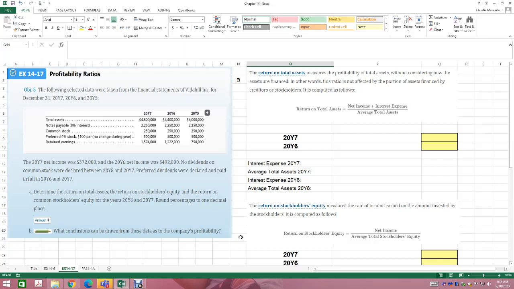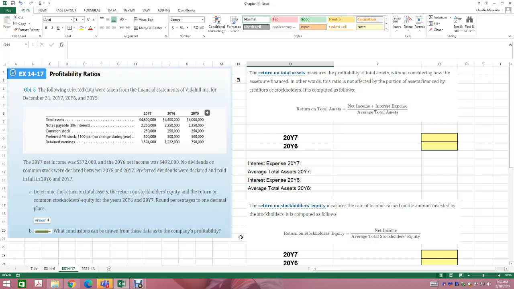So, the first requirement: determine the return on total assets, the return on stockholders' equity, and the return on common stockholders' equity for the years 20Y6 and 20Y7. We are being asked to round percentages to one decimal place.